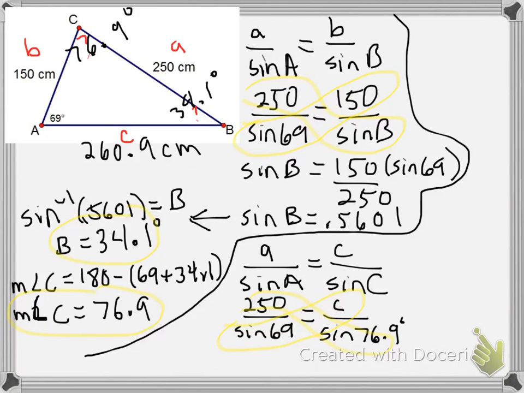And that makes sense because 76 is the largest angle and c is the largest side. 34 is the smallest angle, so b is the smallest side. And 69 is the middle angle, so 250 is the middle size. And 69 isn't that far from 76, so these two seem reasonably close. So I think we got it there.